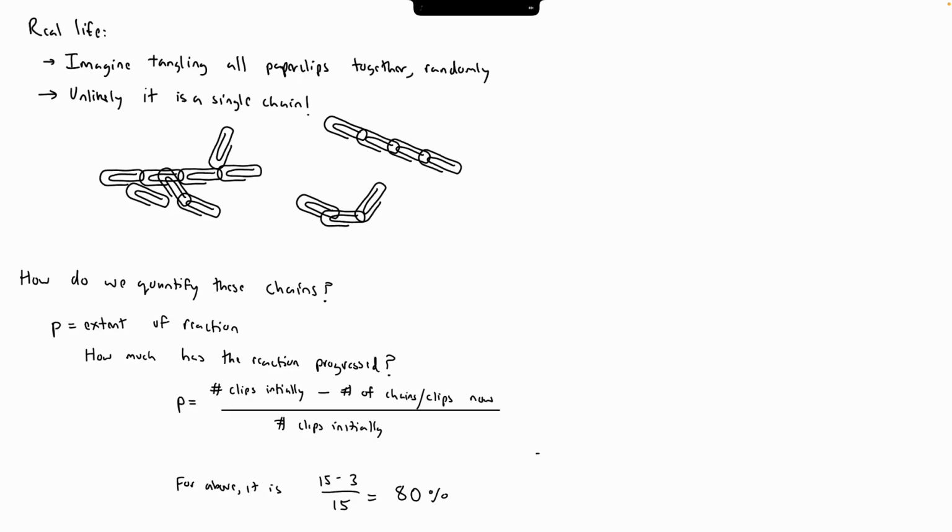However, if we had a fully linear chain, it just would have been the number of paper clips, which is 15. Another quantity we use to quantify these reactions is p, which is the extent of reaction. This basically answers the question, how much has the reaction progressed? To calculate p, you use the number of paper clips initially minus the number of chains or paper clips remaining at time t, divided by the number of paper clips initially. Here we originally had 15 paper clips, and at the end we have 3 chains and 0 paper clips left lying around. So we do 15 minus 3 over 15, and we get 80%. Now you can see that as we get closer and closer to a fully linear chain, basically as this number decreases and these two stay the same, we would get closer and closer to 100%.